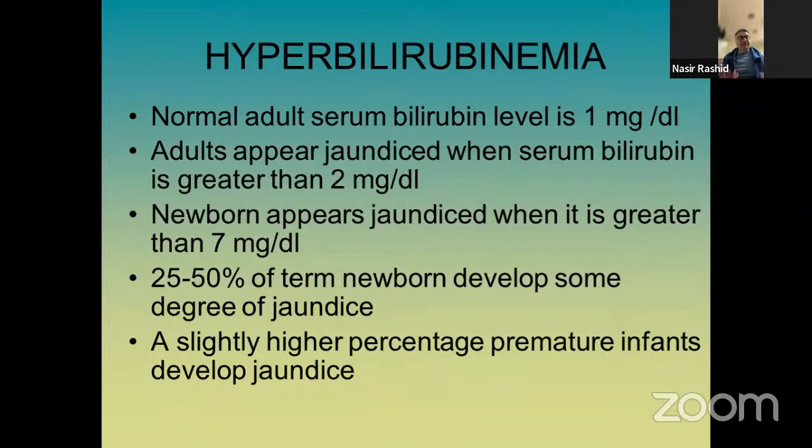Give or take, depending upon which part of the world you are in, about 25 to 50% of term infants develop some degree of jaundice. It's a pretty common condition, something that you deal with commonly. The percentage among premature infants who develop jaundice is slightly higher than in term infants. Next slide, please.